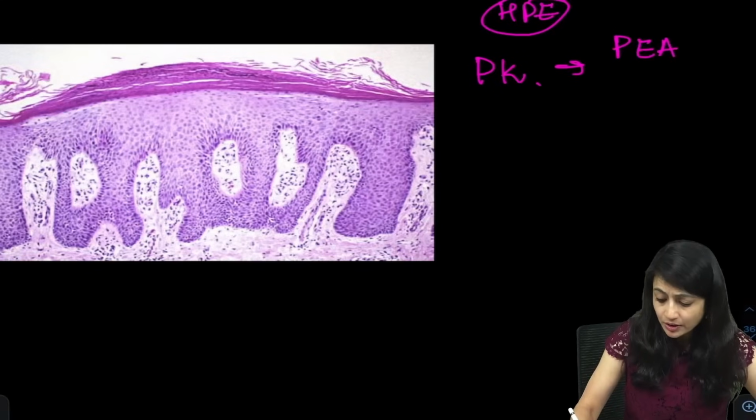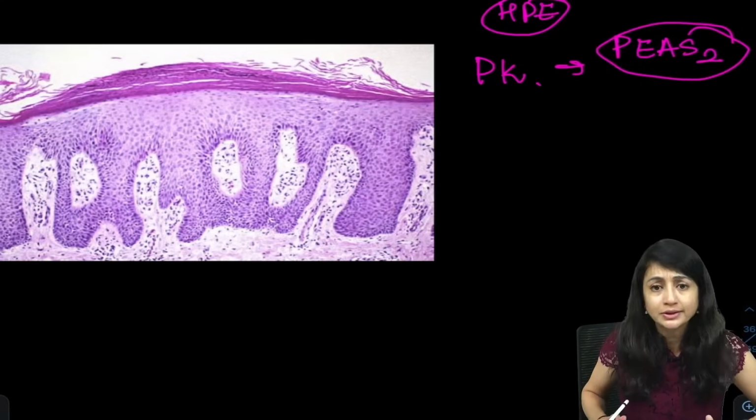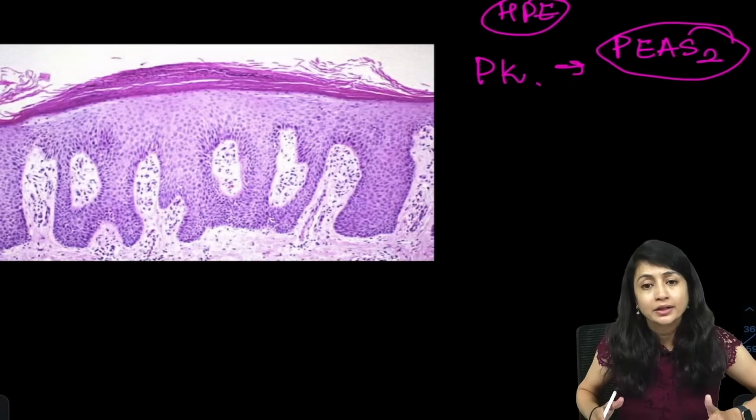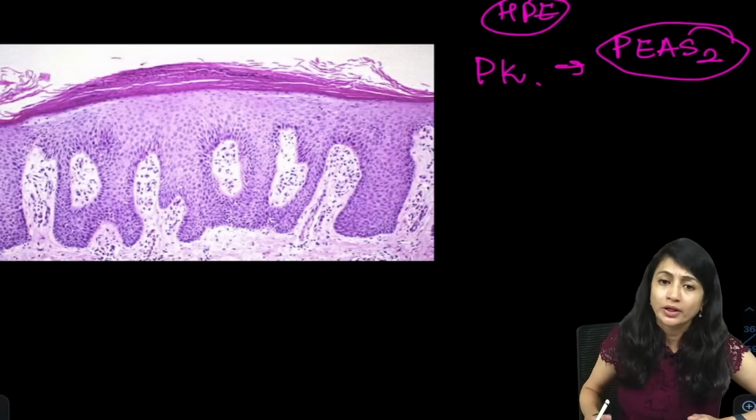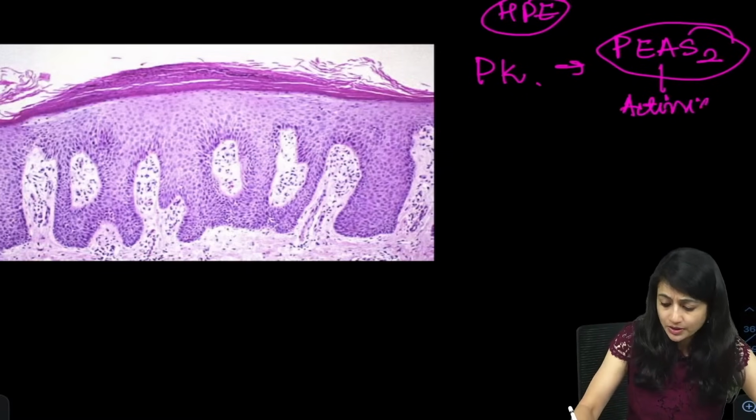You see it in P's 2. Remember the mnemonic P's 2: psoriasis, eczema, actinic keratosis, seborrheic dermatitis and SCC. Actinic keratosis is something which has come in the exam in the past.